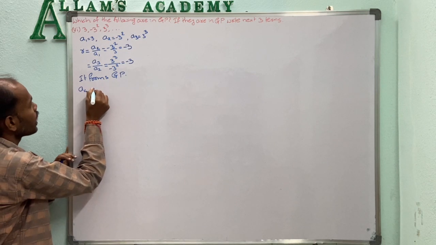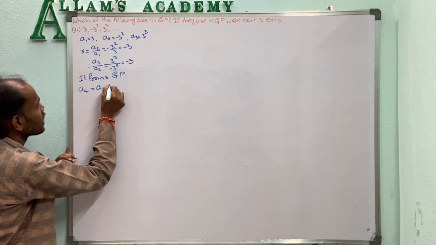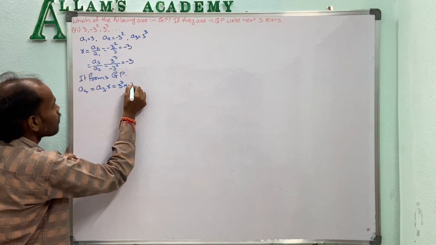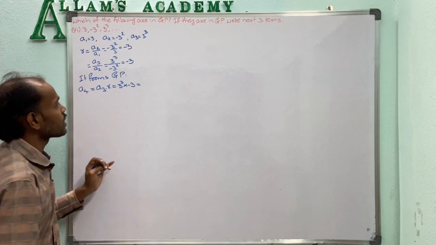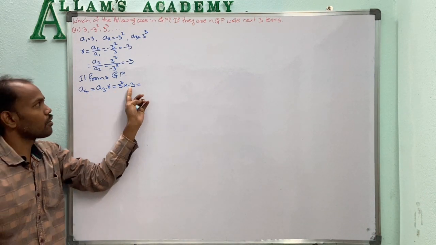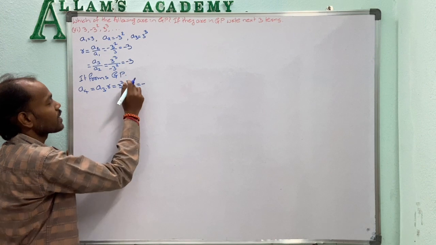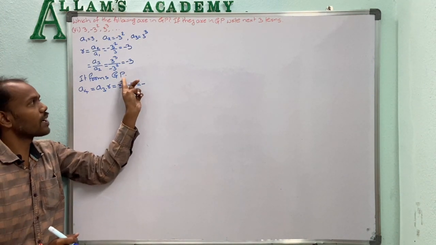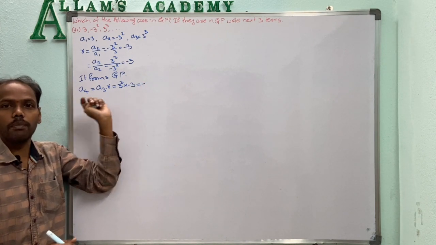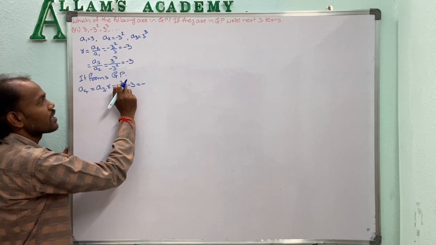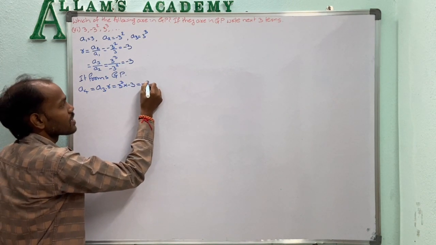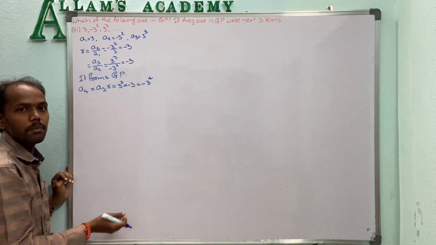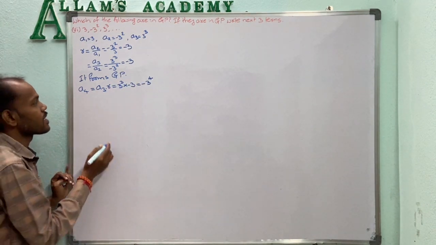So the fourth term A4 is equal to A3 into r. The third term is 3 power 3 into r, which is minus 3. Here 3 power 3 has a plus sign before it, so plus into minus gives minus. 3 power 3 into 3, that is 3 power 1. By the principle a power m into a power n equals a power m plus n, we can write 3 plus 1, 3 power 4. So that is minus 3 power 4. So the fourth term of the GP is minus 3 power 4.